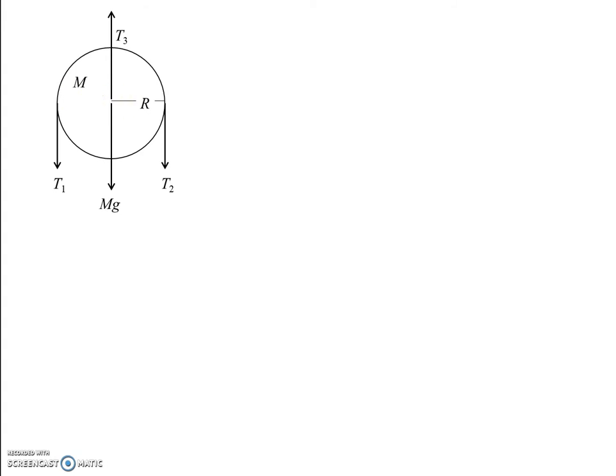The big misconception is that the weights of the hanging objects, M1 and M2, are providing torques. But look at our free-body diagram. M1 and M2 are not in the picture at all. Therefore, they don't provide torques to the pulley. Only forces touching the pulley can provide torques to the pulley. So in this case, that's going to be T1 and T2.